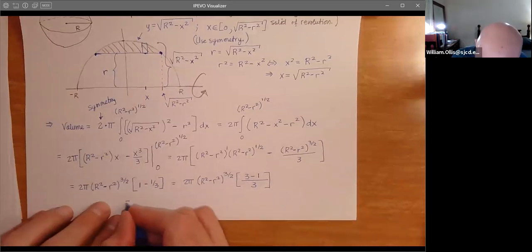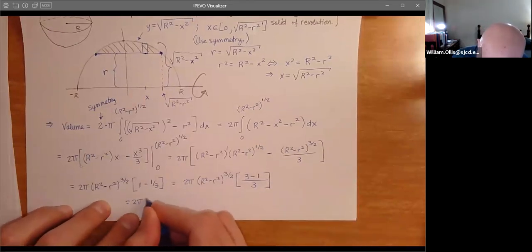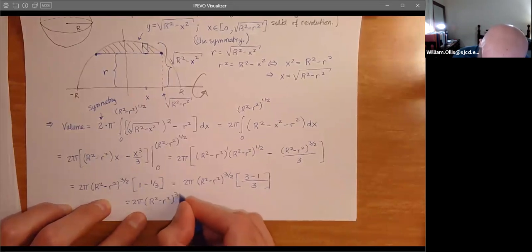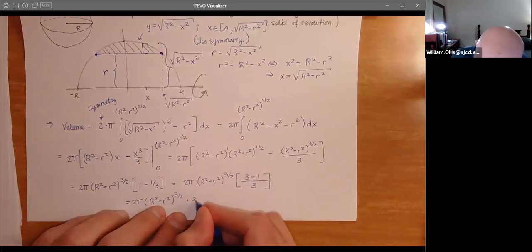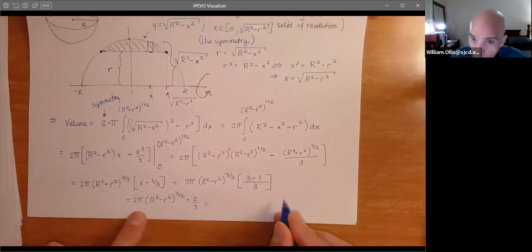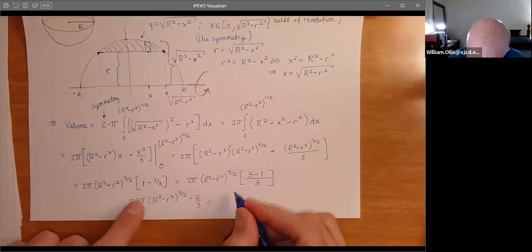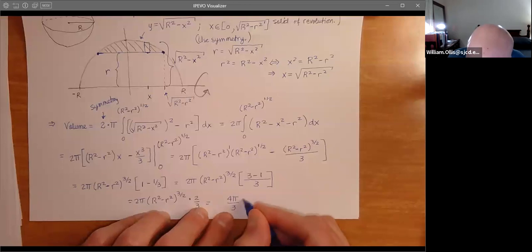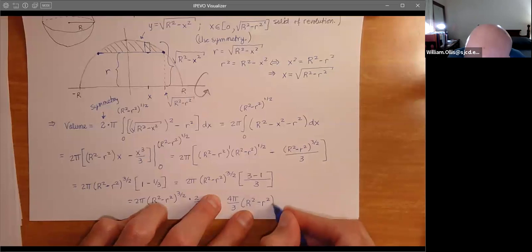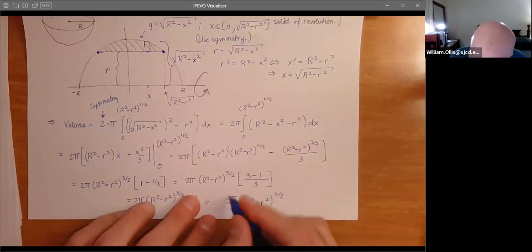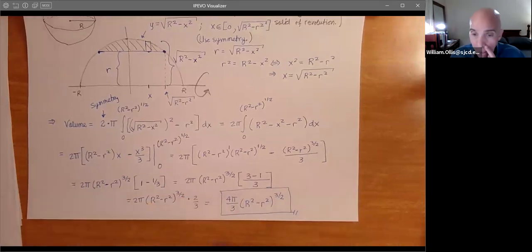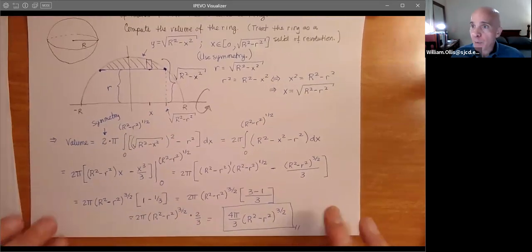So this will be 2 pi, R squared minus lowercase r squared to the 3/2 times a 2/3. And so we can just move all of that up front. So that'll be a 2 times a 2. So that's 4 pi over 3 times R squared minus lowercase r squared to the 3/2. So this gives you a nice generalized formula for making a ring from a metal sphere.